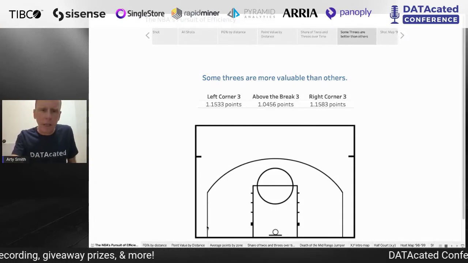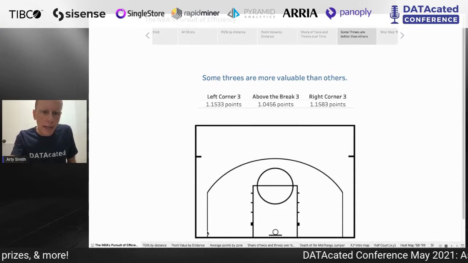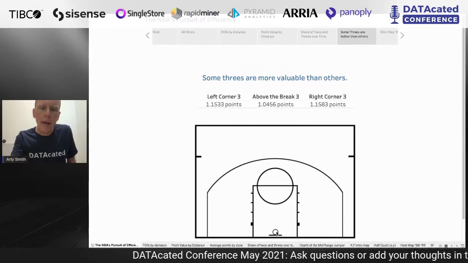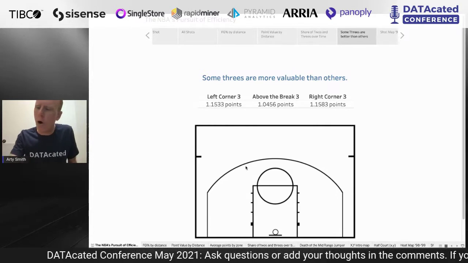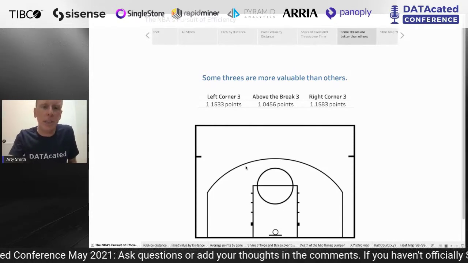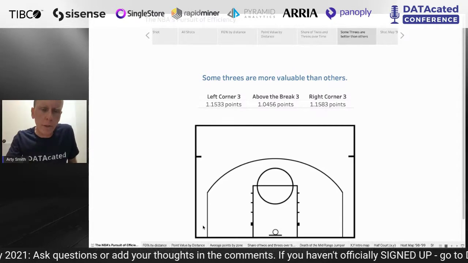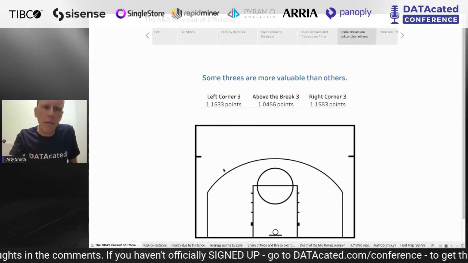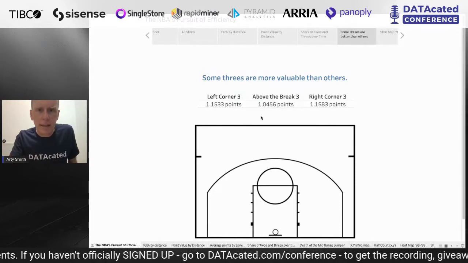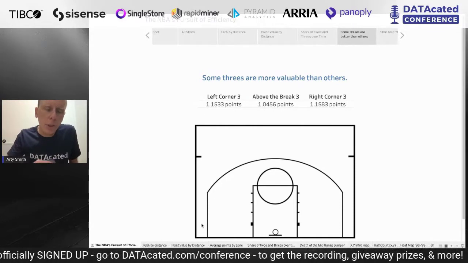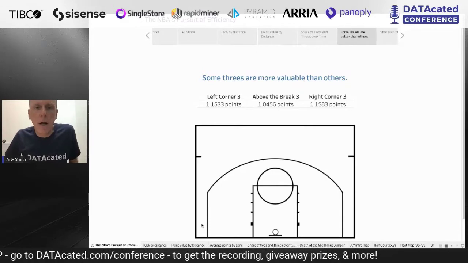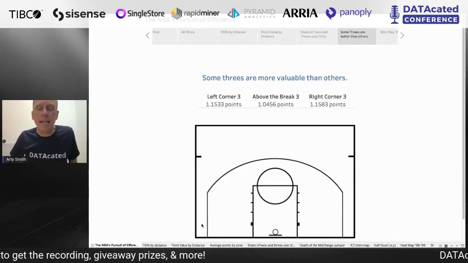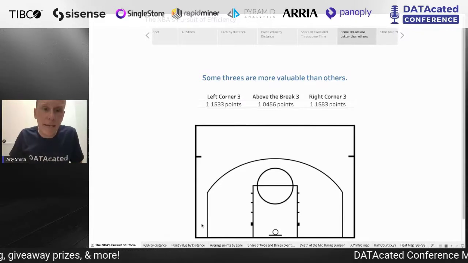Okay. More specifically, the distance from right here, from the left wing to the basket is 22 feet, same on the right side, but the distance out to the arc is 23 feet, 9 inches. So these three-pointers from the corners are closer to the basket than three-pointers above the arc. And we can see the data tells us that indeed shooting three-pointers from the corners are more valuable than shooting three-pointers from above the break. And indeed, this has informed a lot of NBA teams' strategies.